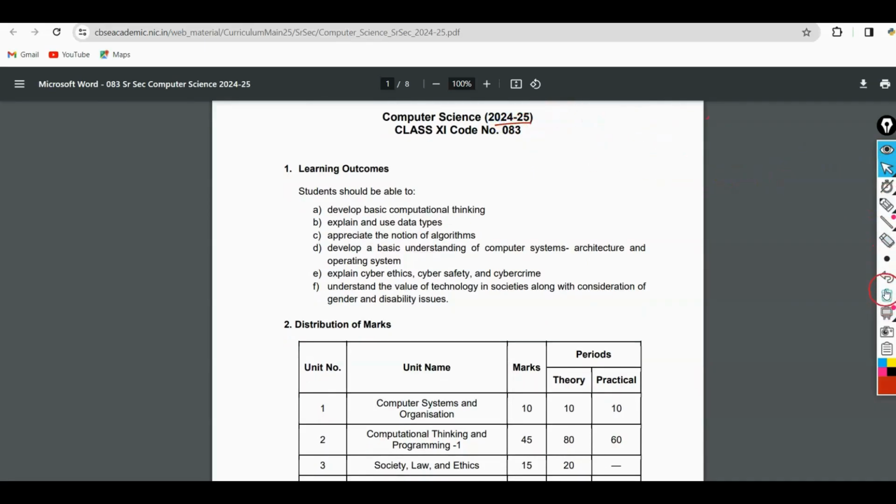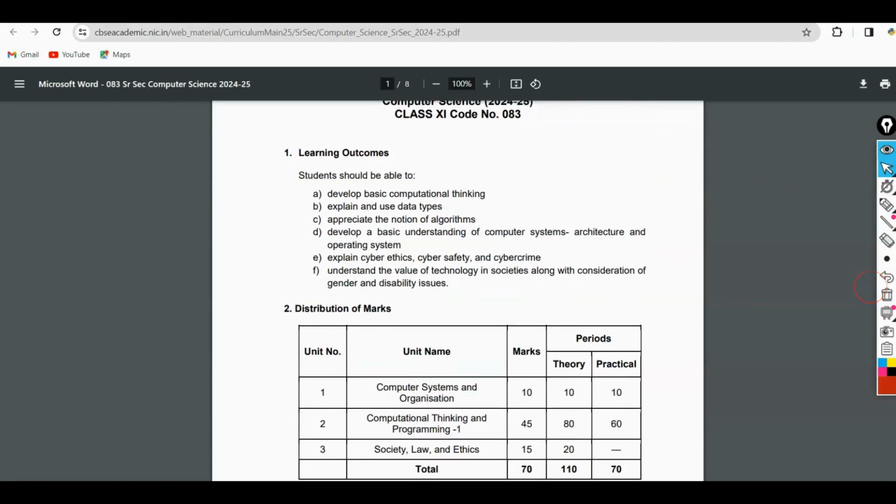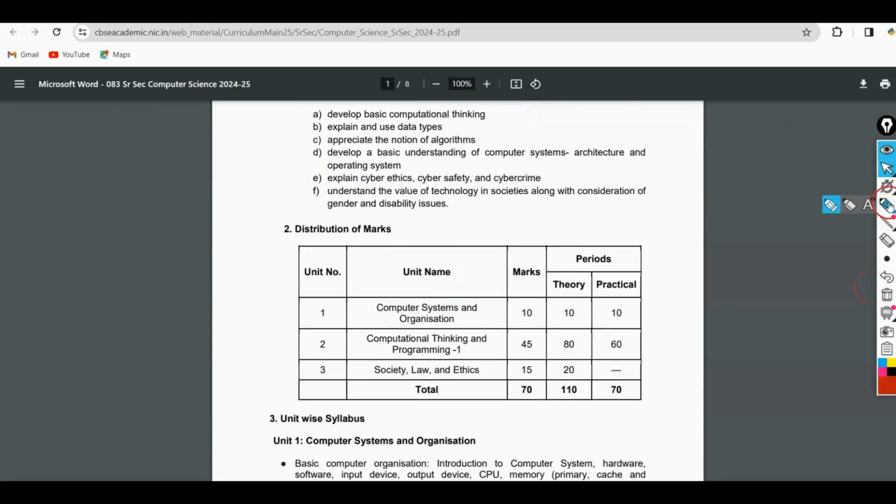Okay, this curriculum covers the class 11 syllabus and class 12 syllabus, and the students who are moving from 10th standard to 11th standard, you can move on to this page and you can look at the distribution of marks for each and every unit here.